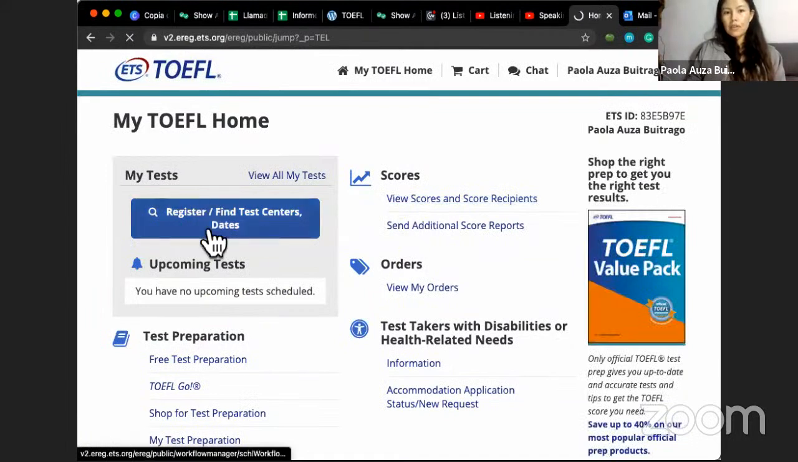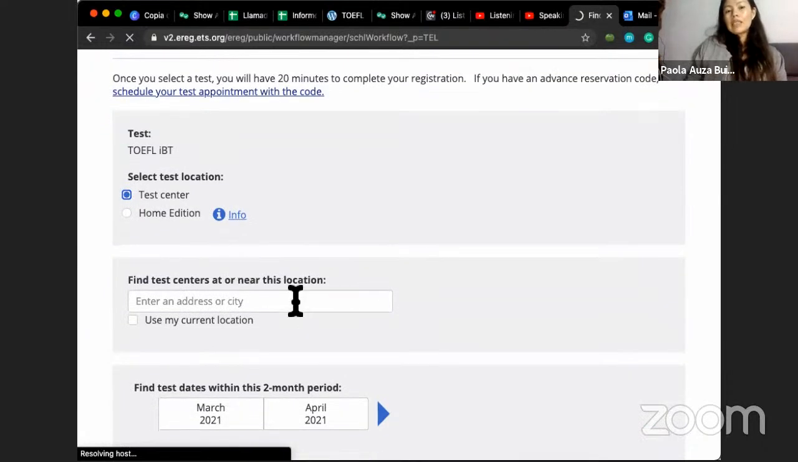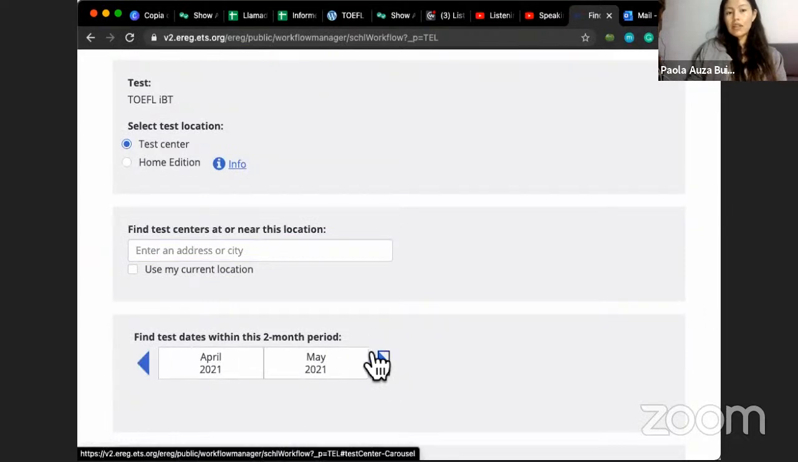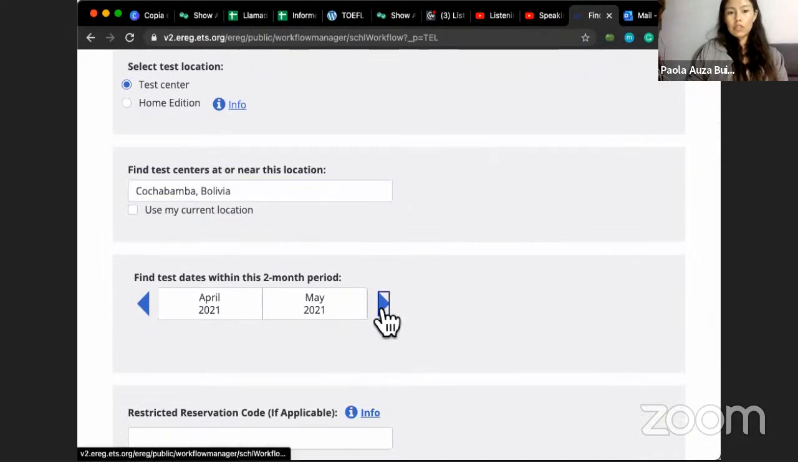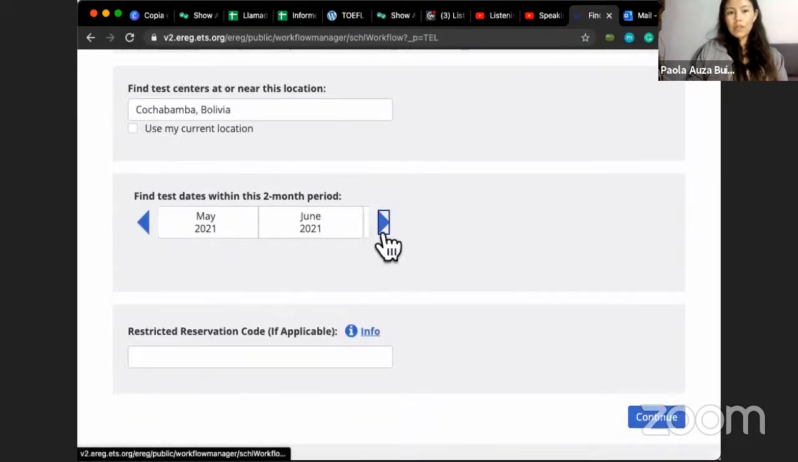So we just go here. It's highlighted here, register, find test center's date, and we click on here. Then we have the opportunity to choose between test center or home edition. So we're going to see the test center. I was looking up this before the class. And I hope you have your test later this year because I think it really depends on the city, right? But, por ejemplo, para Cochabamba lo que yo estaba viendo es que no hay muchos exámenes pronto, así que ojo con eso. Creo que ahí me bloqueó, pero vamos a ver.